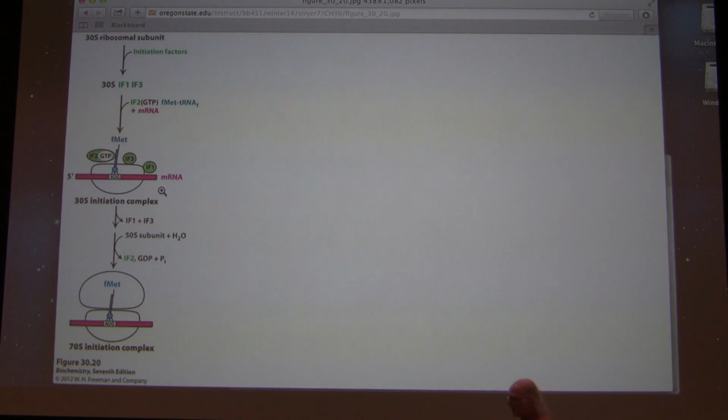At the end of this process, we have the 70S ribosome, we have the messenger RNA, we have the AUG in the P site, and it is base paired to the F-Met transfer RNA. At this point, we are ready now to proceed with elongation. That's where we're actually going to make the protein. So right now, we're all primed, we're all ready to make the protein. Okay? Questions?